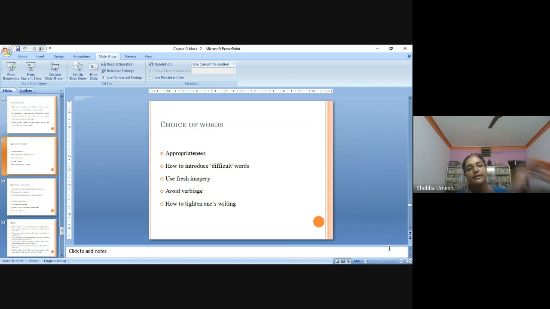And the next thing is how to tighten one's writing. So when we write, we have to avoid certain things also. See, tight writing is nothing but it demands to avoid using the same word too many times in the same paragraph, instead of using the same word repeatedly. So that we have to tighten certain words, meaning repetition of words should not be used in writing.